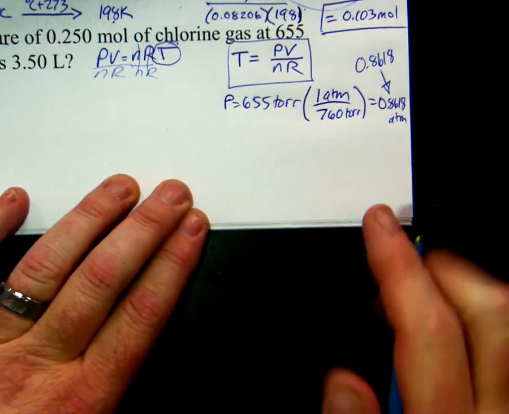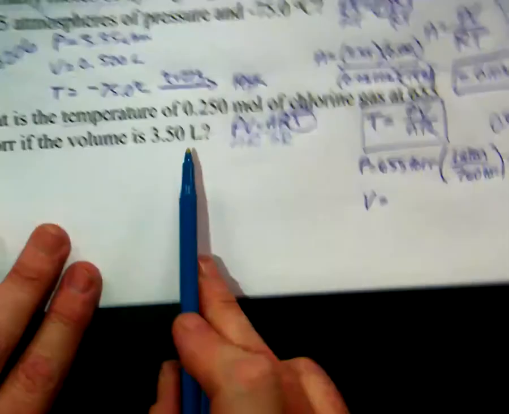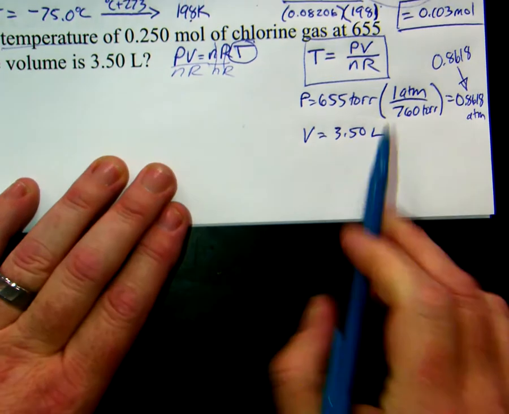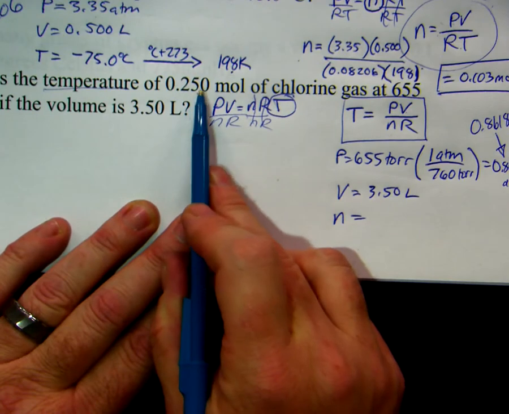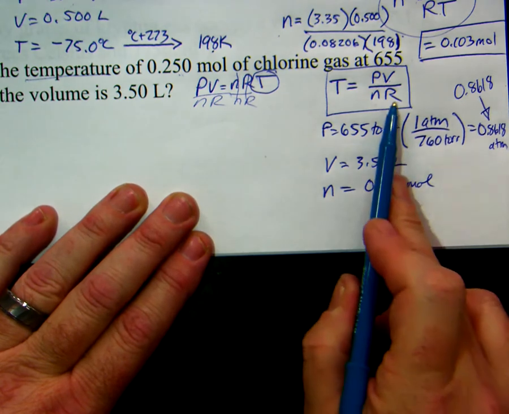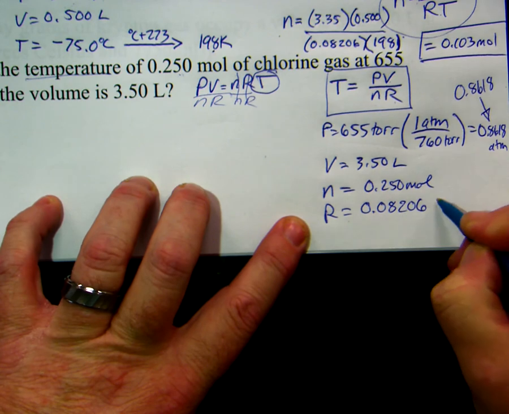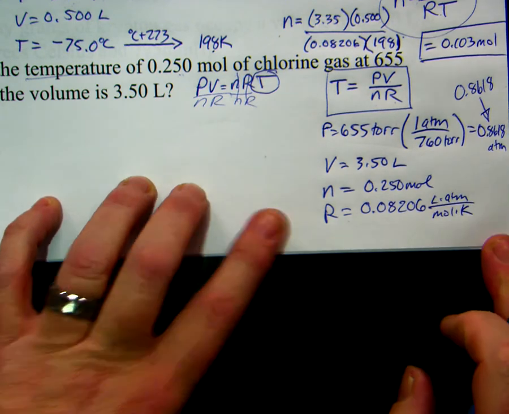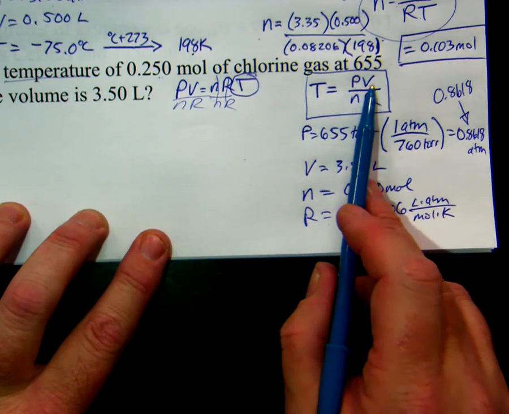Okay. We need volume, and that was given in the problem as 3.5 liters. We need N, and N was given in the problem as 1/4 of a mole. And we need R, which is always 0.08206 liters atmospheres over moles times temperature in Kelvin. So what I've done again is I've found all the variables I need.